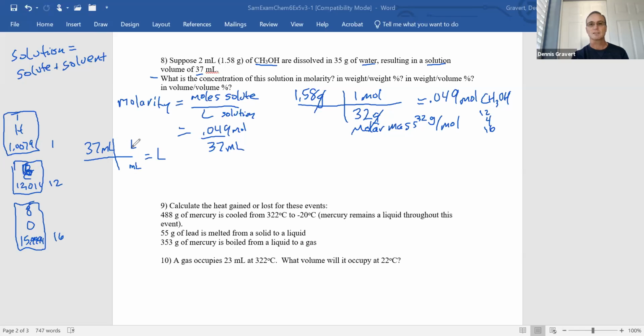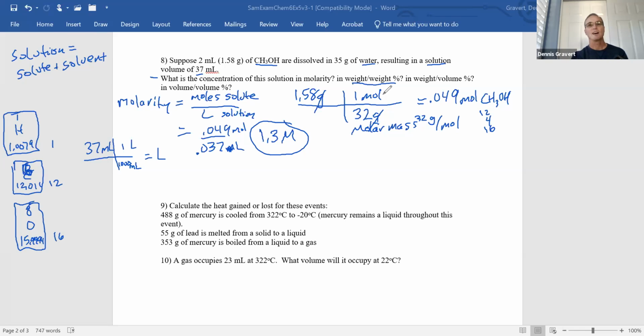So I need to cancel out the milliliters and swap in the liters. What's my conversion factor? It's 1,000. We'll have to remember that one. So divide by 1,000, and that'll slide the decimal place over 3. So there we go. So 0.049 divided by 0.037, and I get about 1.3 molar. That's the molarity. That actually was the hardest one.